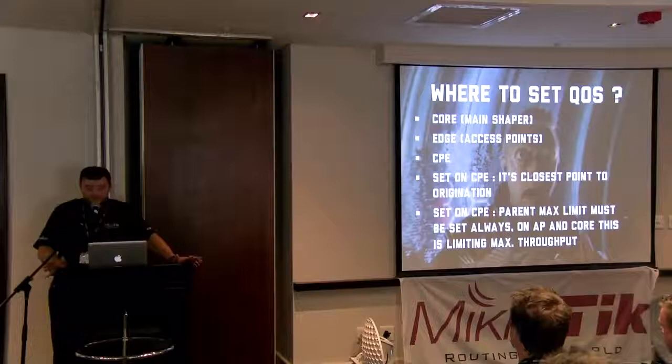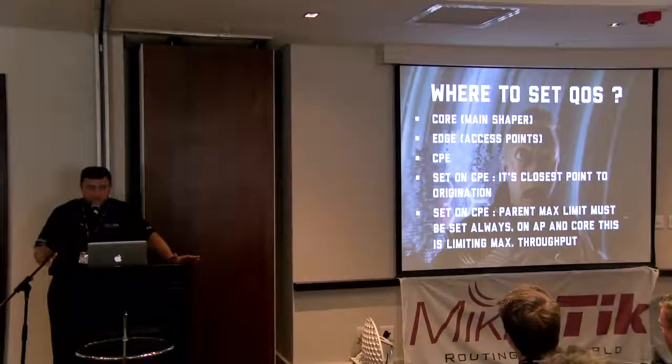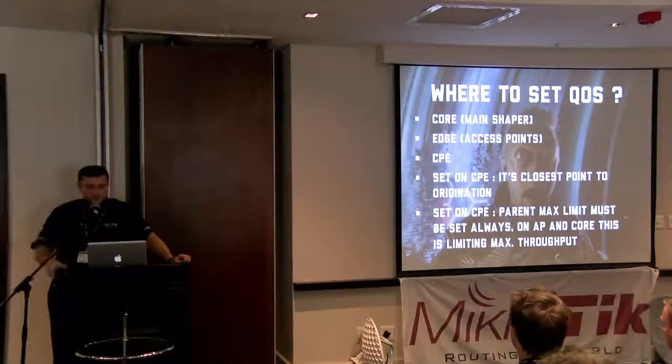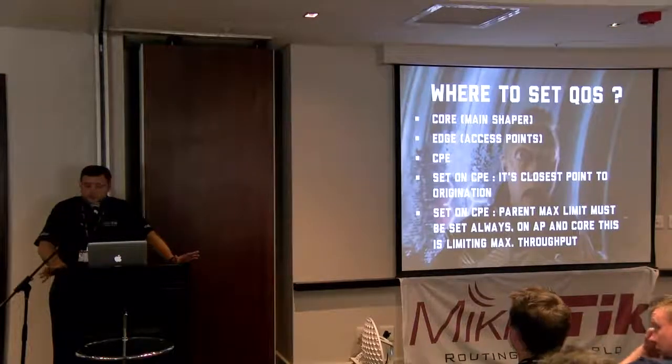For example, I have a core router, and it runs 500 megabit per second. If I want to build quality of service on it, I need to create a queue which will say the maximum throughput is 500 megabit per second. But that is limiting my real throughput. Maybe it will be 550 or 600, but I will cut it. So that's why I do not recommend using QoS centrally. I do not recommend using QoS on the access points as well. It depends on your design.